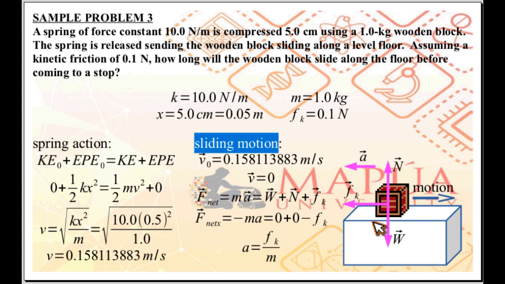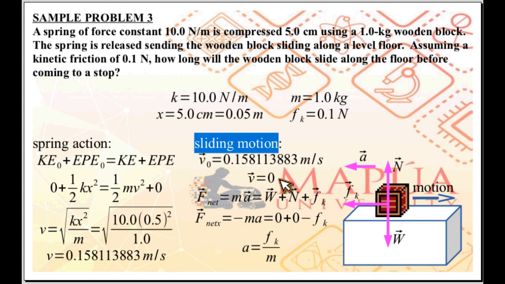we have the following sliding motion. Initial velocity, say this is the level floor, this is the wooden block. Say the wooden block is now moving in the positive direction. The motion is in the positive direction. So initial velocity, V naught, has a magnitude equal to 0.158113883 meters per second, positive direction. And the problem tells us eventually the wooden block comes to a stop after sliding on the level floor. So final velocity is 0.